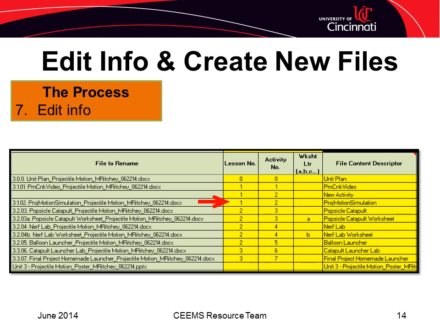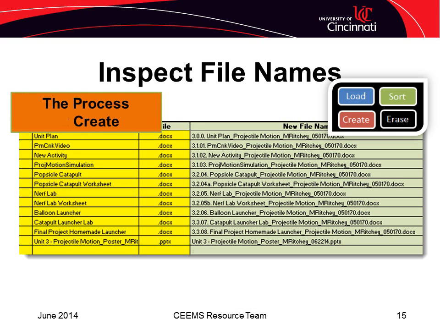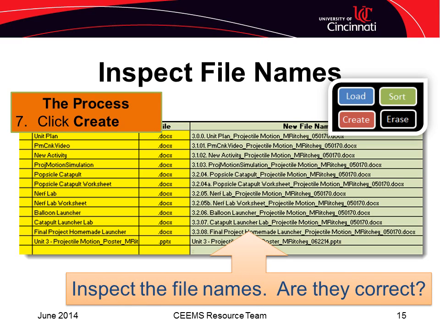Since we only added one activity, we will add a 1 to the appropriate activity number. That is, for Activity 2, we will make it Activity 3. For Activity 3, we will make it a 4, and so on. When finished, it should resemble the numbering shown in the example to the right. Make sure you inspect the file names on the right-hand side of the worksheet to see if the new file names make sense. These are the file names that will be used when the unit file generator renames the files. Once you are satisfied with the file names, click the Create button.